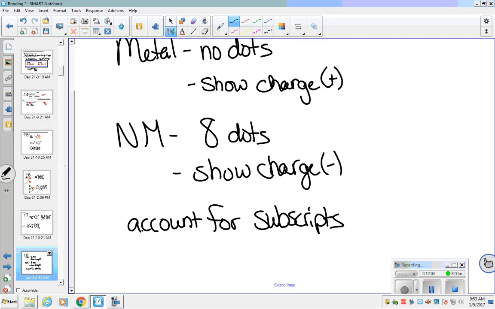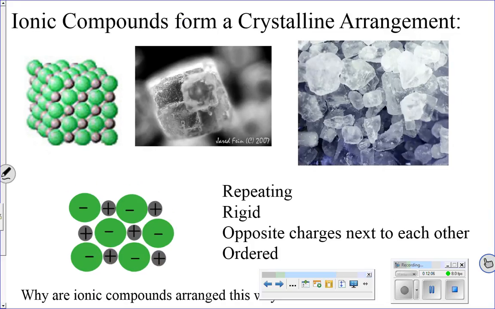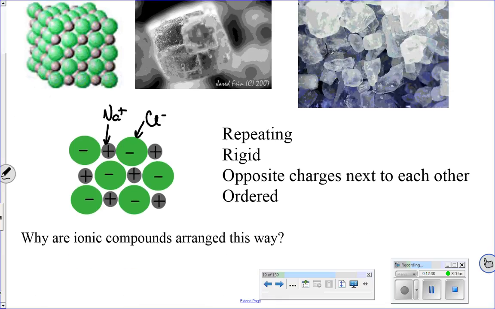Ionic compounds are going to form something called a crystalline arrangement. So this is like, what would you picture salt looks like? That's because salt is an ionic compound. Ionic compounds have a rigid, repeating, ordered structure that works really well for them because opposite charges are next to each other. So if you imagine that this was NaCl, these would be your little Na pluses, and these will be your Cl minuses. And that is in 3D, so behind these you'd actually have another layer that's offset so that positives and negatives are next to each other.